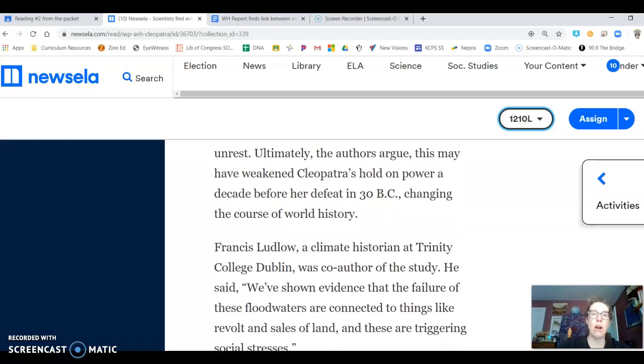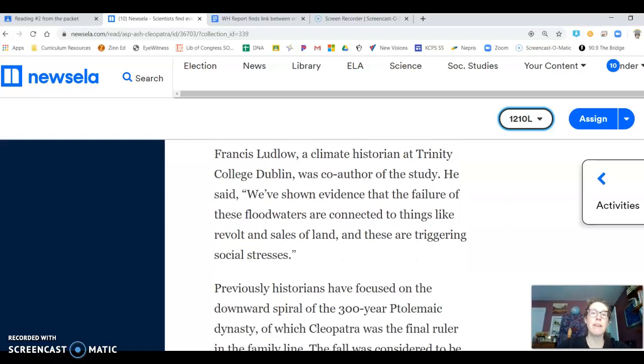Ultimately, the authors argue, this may have weakened Cleopatra's hold on power a decade before her defeat in 30 BC, changing the course of world history. Francis Ludlow, a climate historian at Trinity College Dublin, was co-author of the study. He said, "We've shown evidence that the failure of these floodwaters are connected to things like revolts and sales of land, and these are triggering social stresses."